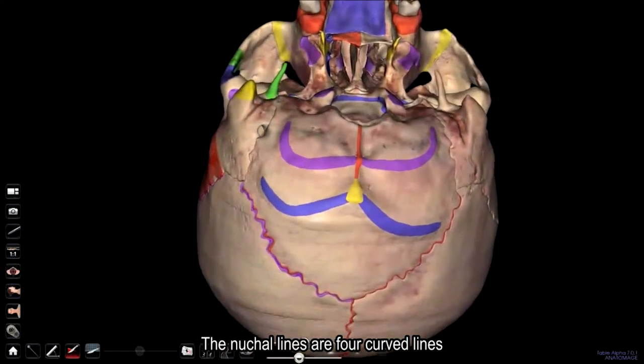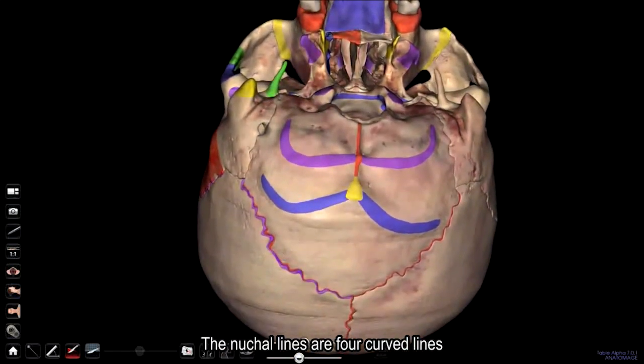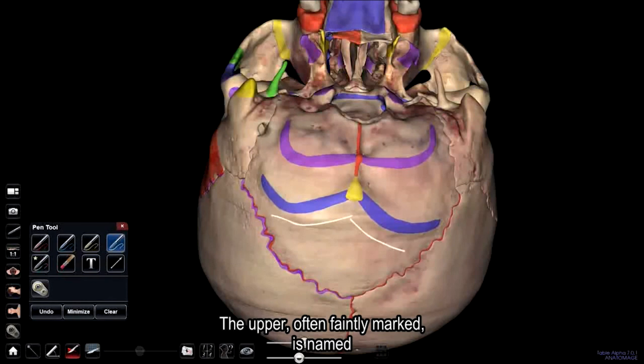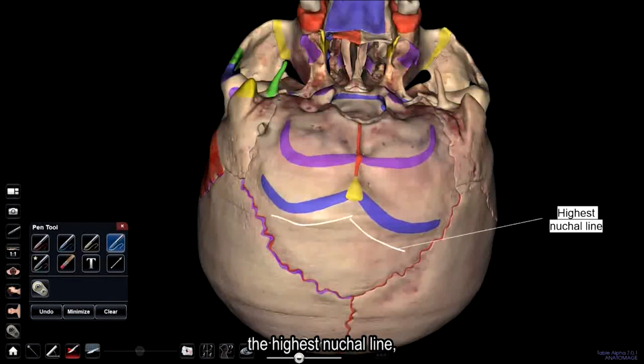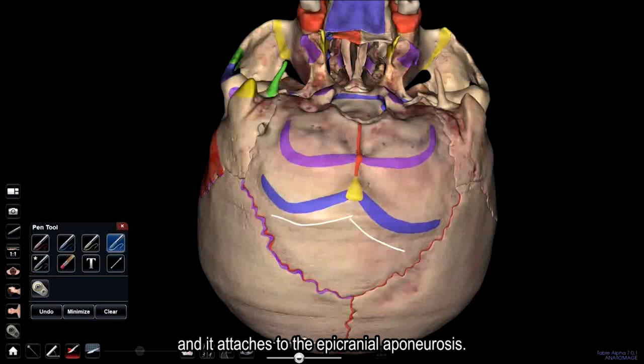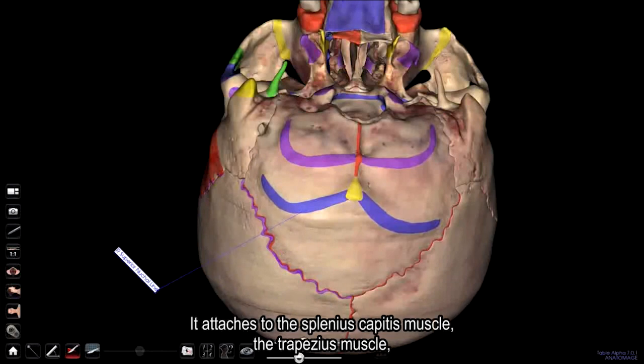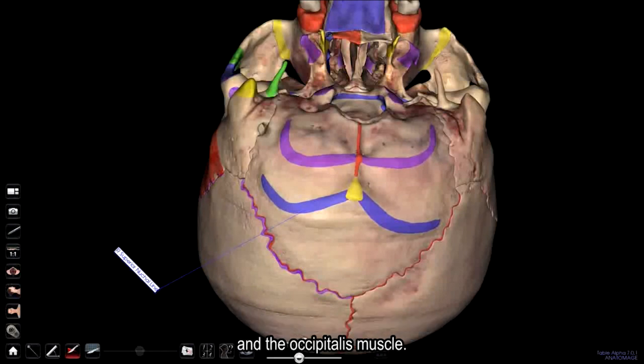The nuchal lines are 4 curved lines on the external surface of the occipital bone. The upper, often faintly marked, is named the highest nuchal line, and it attaches to the epicranial aponeurosis. Below the highest nuchal line is the superior nuchal line. It attaches to the splenius capitis muscle, the trapezius muscle, and the occipitalis muscle.